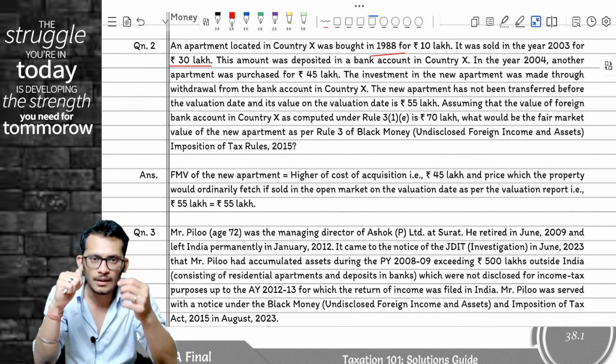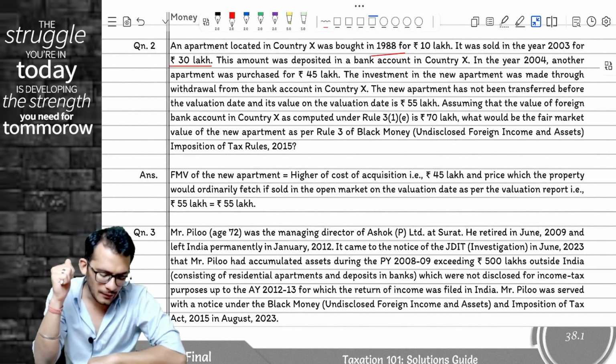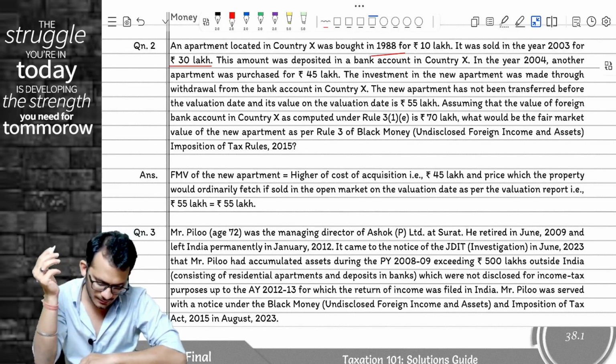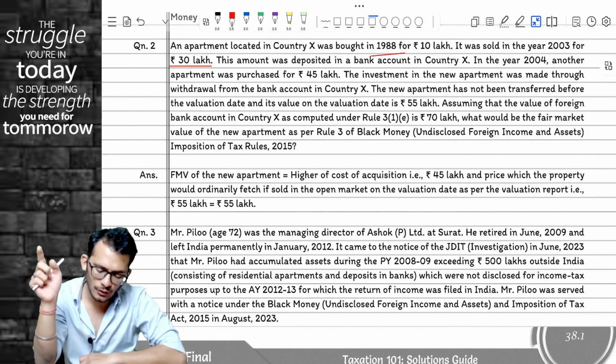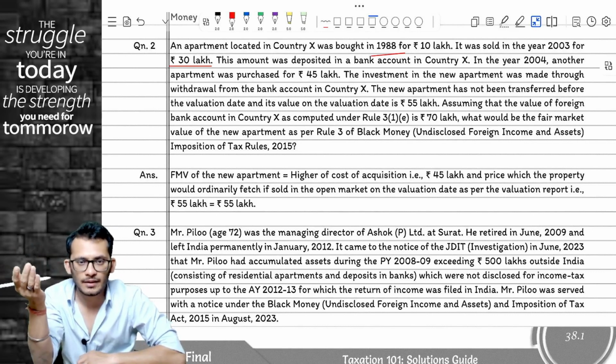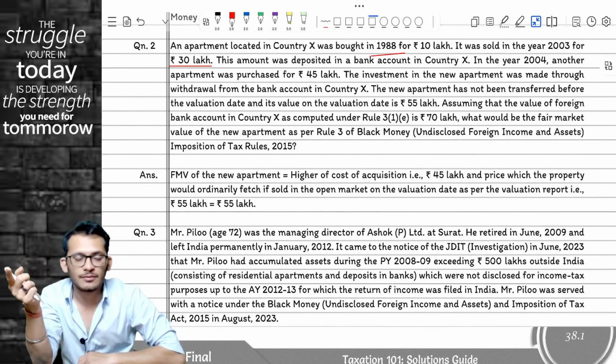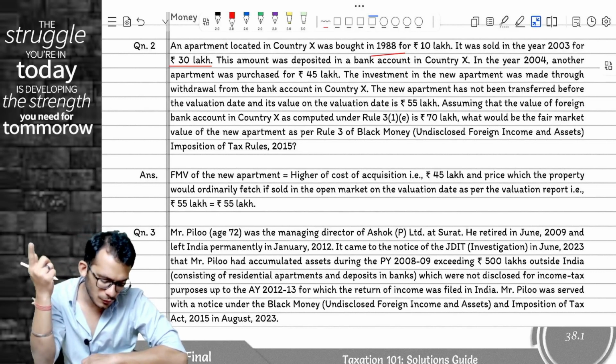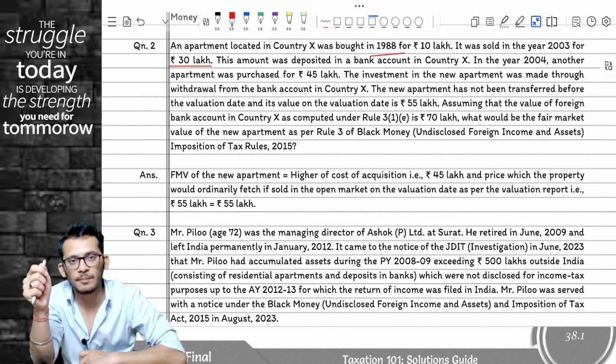Clear? Let's proceed forward. The amount was deposited in a bank account in country X. In year 2004, another apartment was purchased for 45 lakhs. The investment in the new apartment was made through the withdrawal from the bank account in country X. Of the 45 lakhs which you purchased, you put 45 lakhs from the bank.